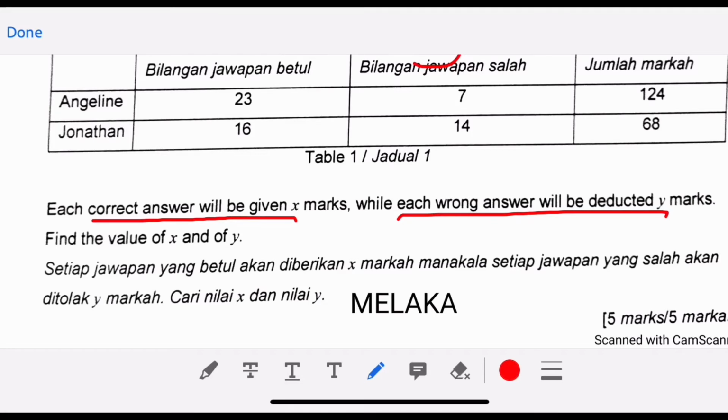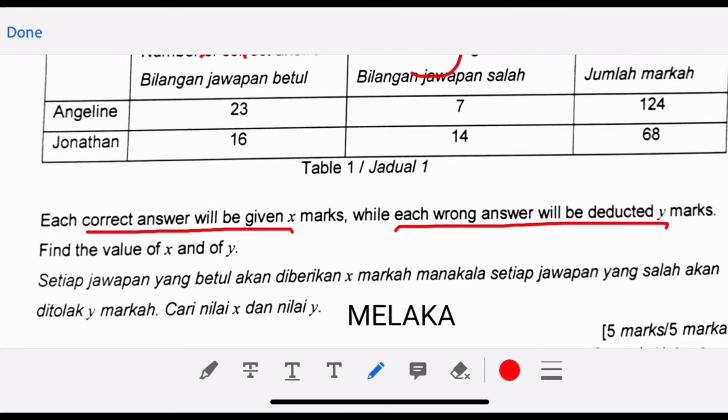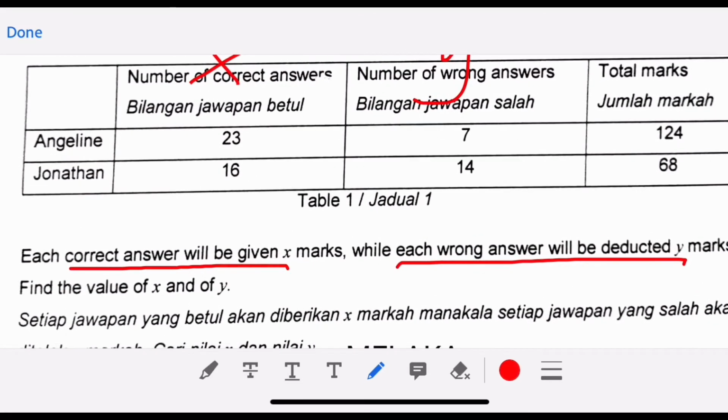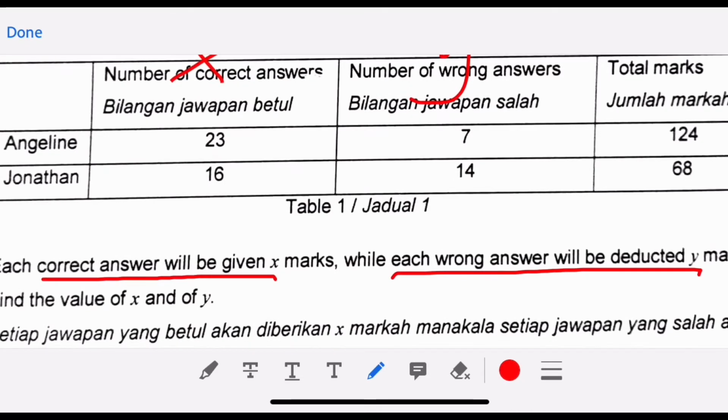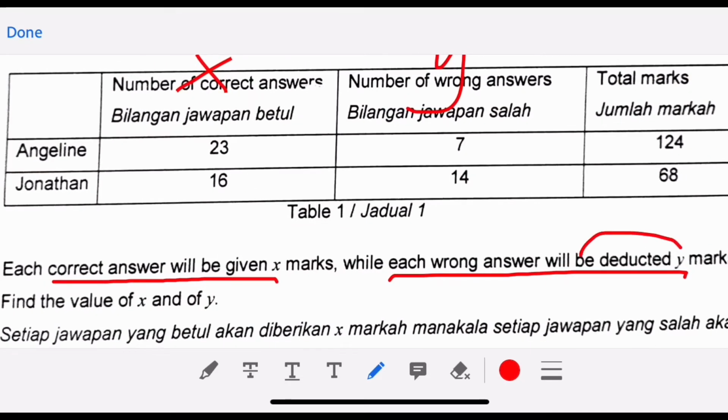So now we are asked to find the values of X and Y. Alright, so each of the wrong answers will be deducted Y. So when you see deducted, you have to use a symbol minus. Okay, that is how you do the HOTS question. After you understand, you have to convert to mathematical symbol.